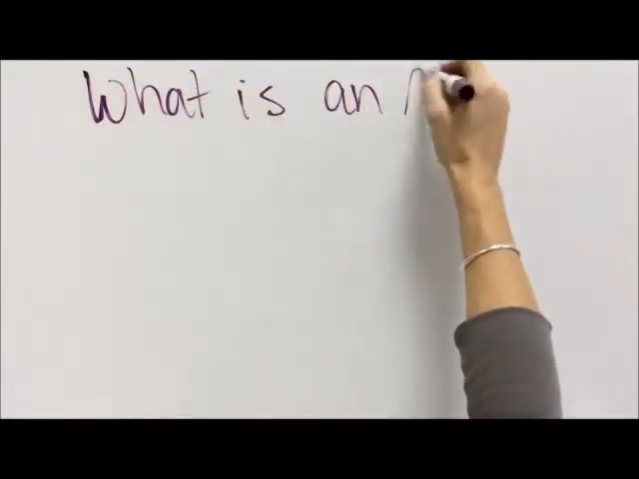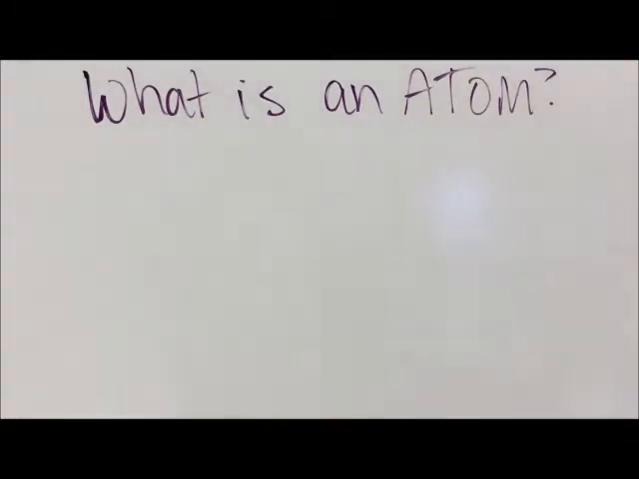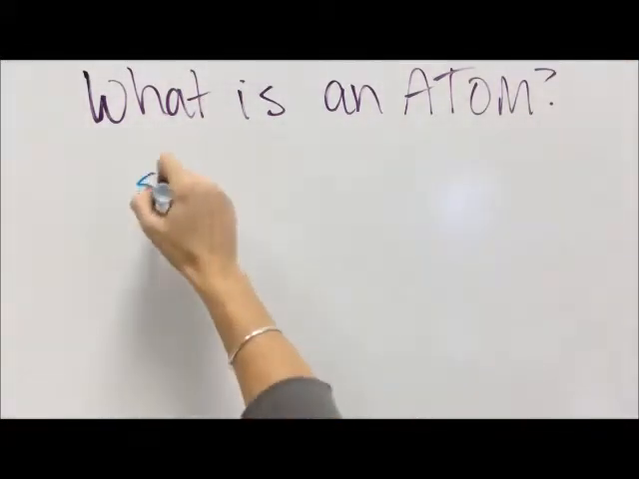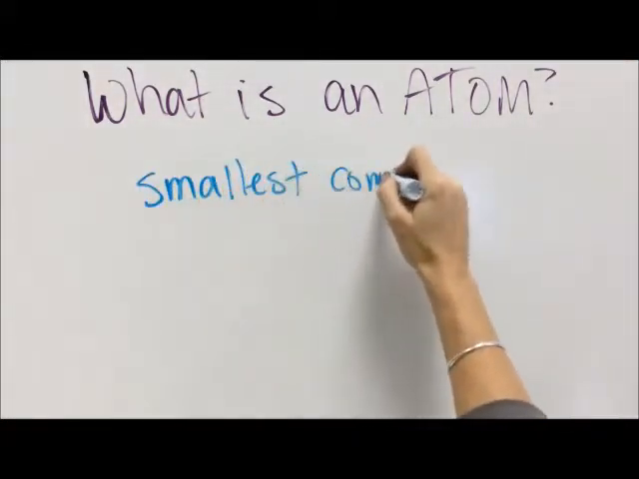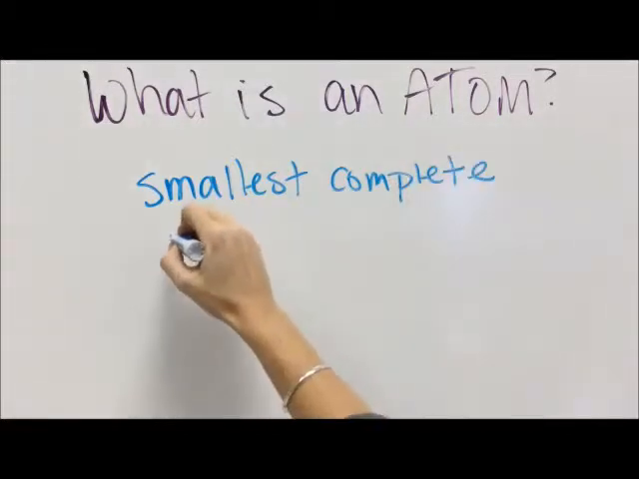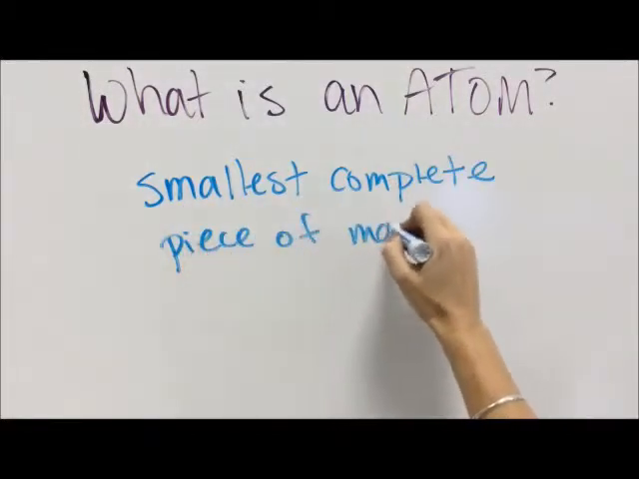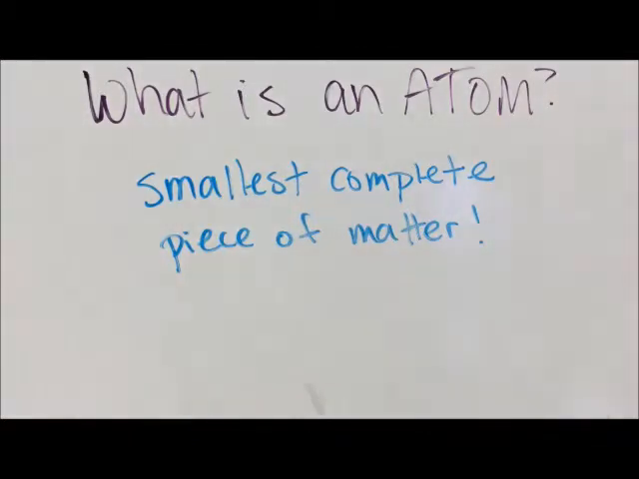So, in order to begin our foray into chemistry, we first must know what an atom is. An atom is the smallest complete piece of matter. So we're talking about a piece of matter that is functional and can actually get some stuff done. So we gotta start with the atom.